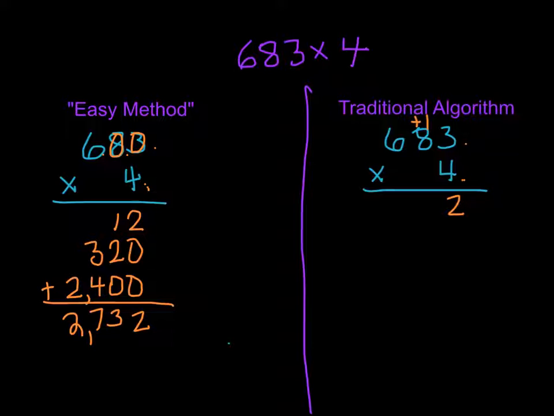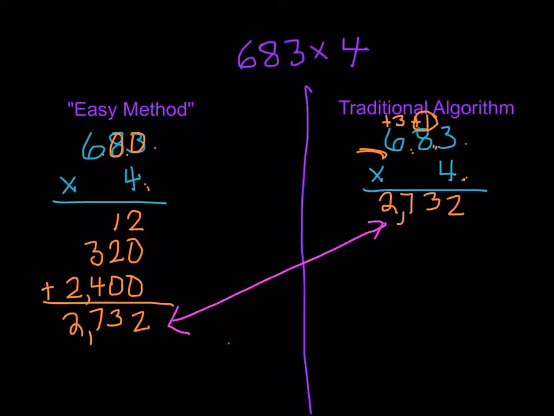Then I multiply the 4 times the 8. 4 times 8 is 32, plus 1 more is 33. The first 3 goes up. 4 times 6 is 24, plus 3 more is 27. Both of those go in the answer space because we have nowhere else to transfer to. So I have my same answer, 2,732, but it has taken up less space and it is written more compactly.